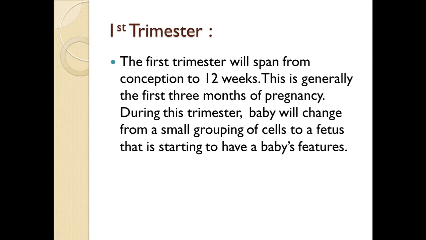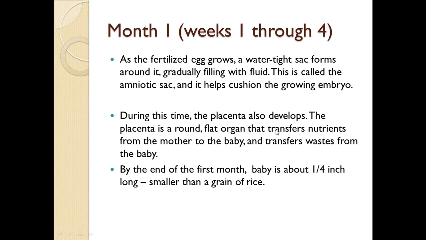Now we will discuss the first trimester. The first trimester spans from conception to 12 weeks. This is generally the first 3 months of the pregnancy. During this trimester, the baby will change from a small grouping of cells to a fetus that is starting to have the baby's features. Now what changes take place in the first month?